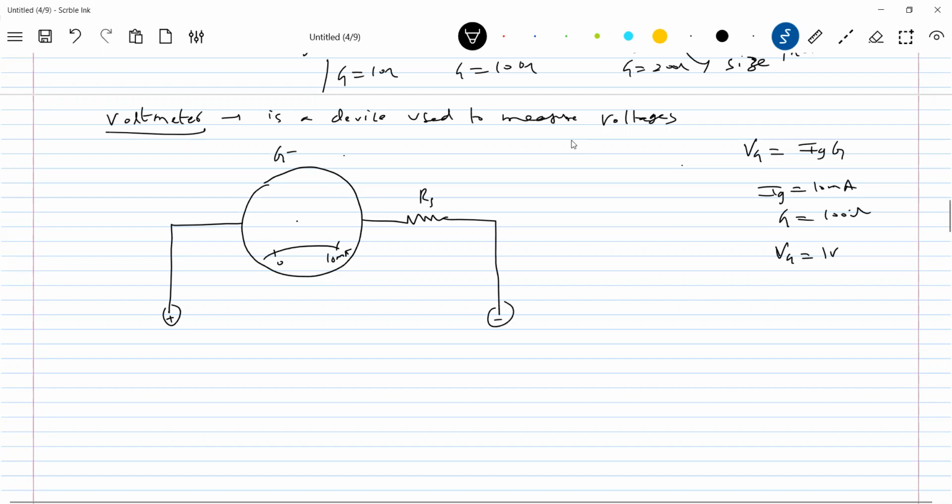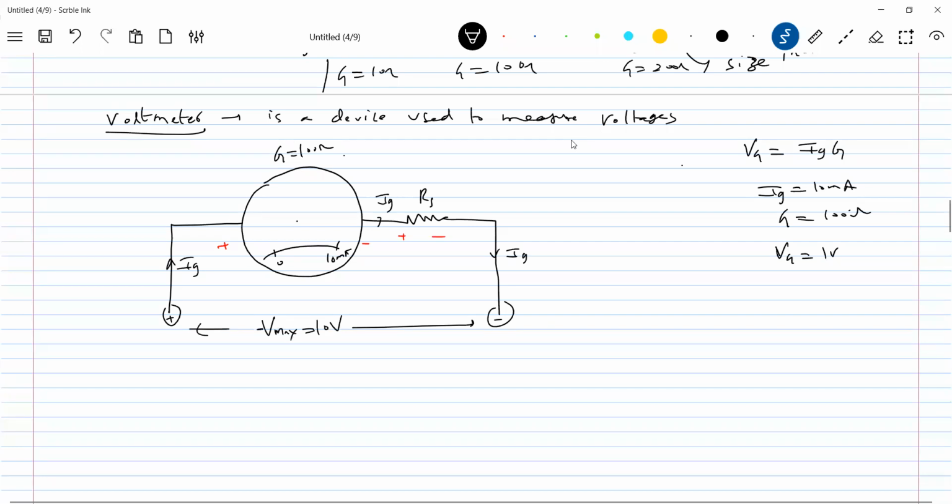Now what is the value of G? 100 ohm. Now what was the maximum permitted limit of the galvanometer? 1 volt. Now I want to measure, say, let it be 10 volt. So this is V max. I applied a potential difference, so the current Ig will flow. This will be plus minus. The current will pass through here.